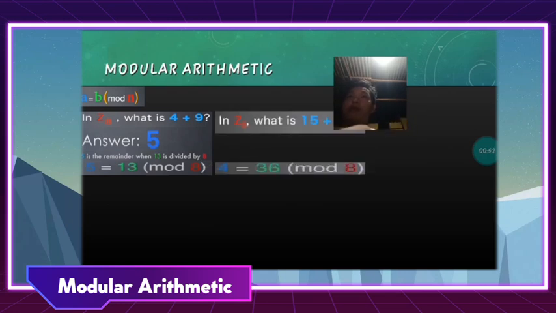In Z sub 8, what is 15 plus 21? That is 4, since 15 plus 21 or 36, when divided by 8, gives us a remainder of 4. So we may write 4 is equal to 36 modulo 8.